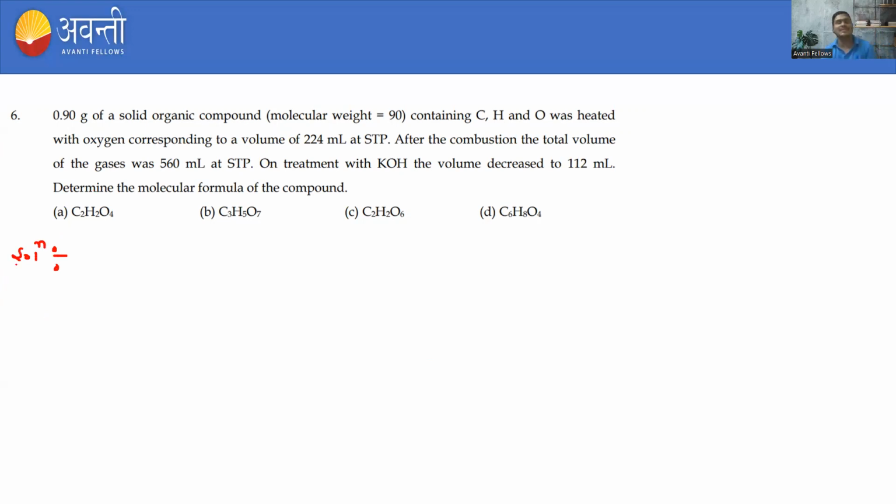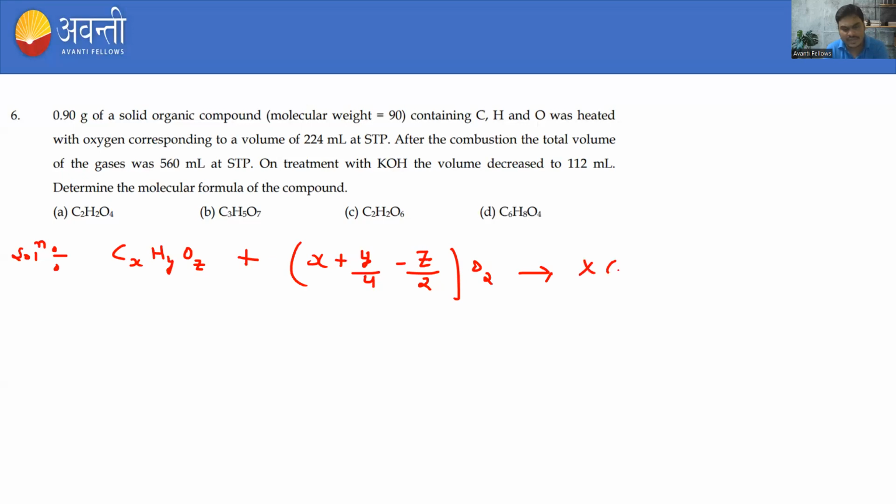So first of all, let me write the general equation for the combustion so that you can just know how you will write the combustion equation. Let us assume we have x mole of C, Y of H, and oxygen is represented as Z, and this reacts with X plus Y by 4 minus Z by 2 mole of O2. So this will give X mole of CO2 plus Y by 2 mole of H2O. So this is how you will remember the balanced equation, right?